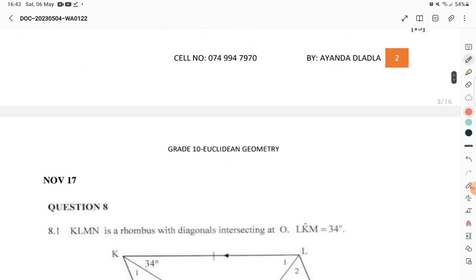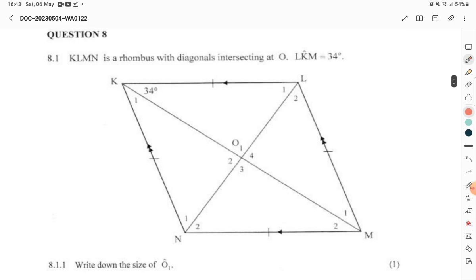Let's come to the other one, if there is any. Coming to this one, question 8, KLMN is a rhombus with diagonals intersecting at O. So we have these diagonals intersecting at O. They are not telling us that they are bisecting. We just need to know that the diagonals of this special parallelogram, which is a rhombus, bisect, and they also bisect at 90 degrees. This is just a hint of the things you need to remember about special quadrilaterals that are parallelograms, like this rhombus that we have right now.